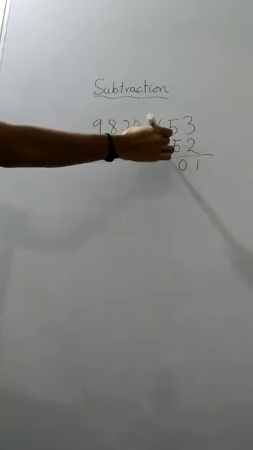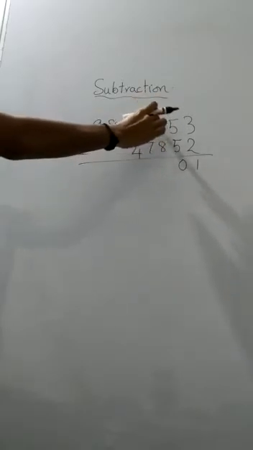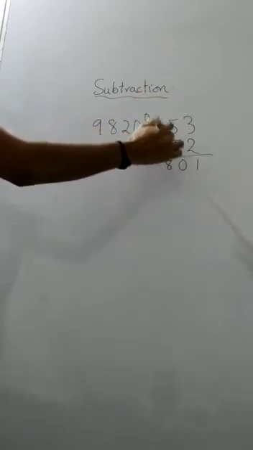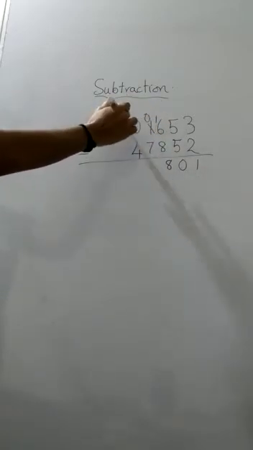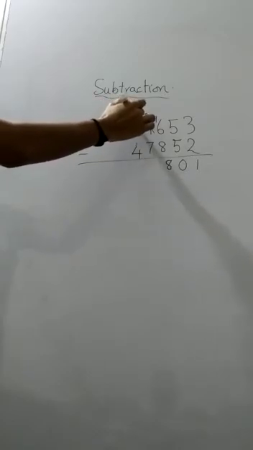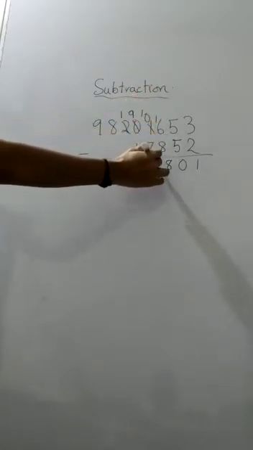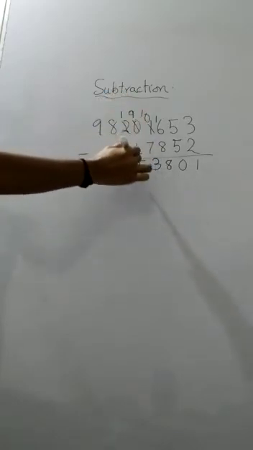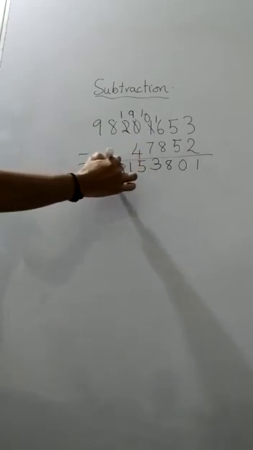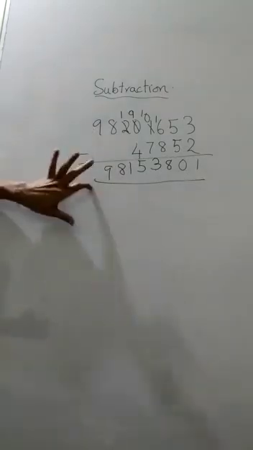6 minus 8 you can't do, so you will borrow 1 from here. 16 minus 8 will give you 8, and 0 minus 7 you can't do. This is 0, so you will start borrowing from here. This becomes 10, and from this 10 you will borrow 1, and here 10. 10 minus 7 will give you 3. Then 9 minus 4 will give you 5. Then you will write these numbers straight away. This will be the difference between these two numbers.